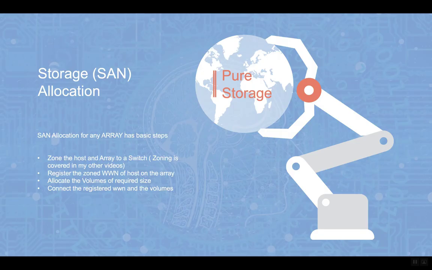Moving ahead, SAN allocation in Pure is very simple. The basic steps involved here are to zone the host and the array to a switch. I have covered it in zoning, and there are zoning videos for both Cisco and Brocade on my channel. You may go through them. Then you can register those zoned WWNs of the host on the array, allocate the volumes of the required size and connect them. You'll start seeing them on your host once it is connected.